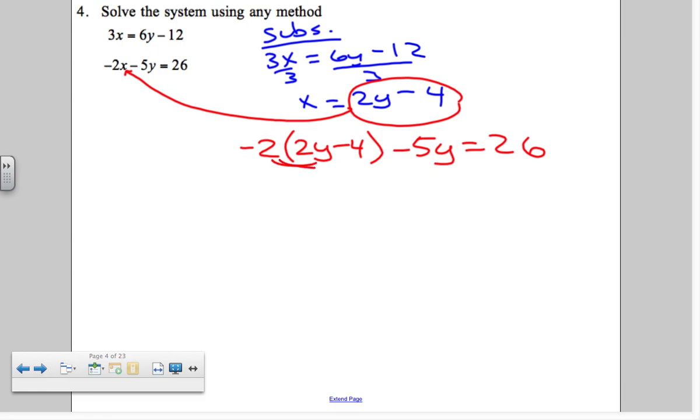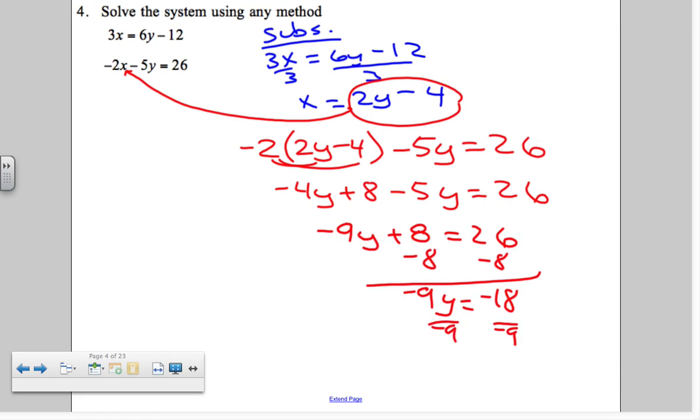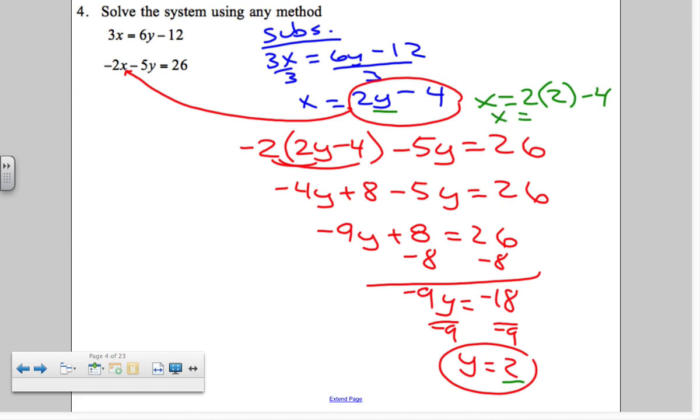So now to solve, you distribute to take away the parentheses. Then you combine your like terms. Negative 4y and negative 5y make negative 9y. And then subtract your 8. And divide by negative 9 to get your y. Once you have your y, then you can substitute that into this equation to find x. So x is 2 times 2 minus 4, which is 4 minus 4, or 0.